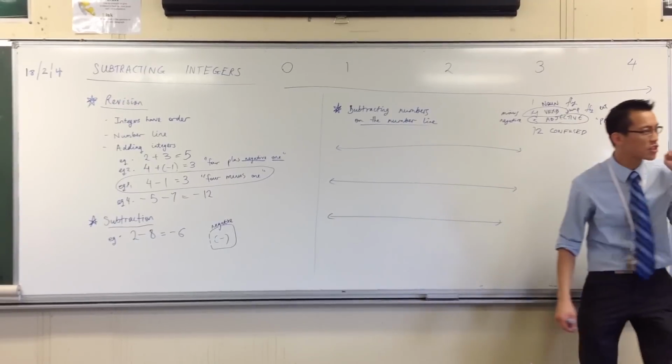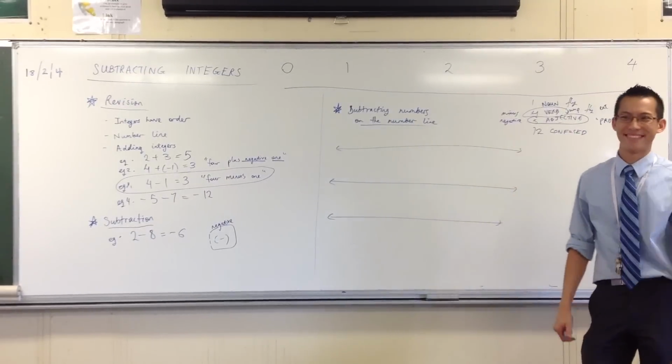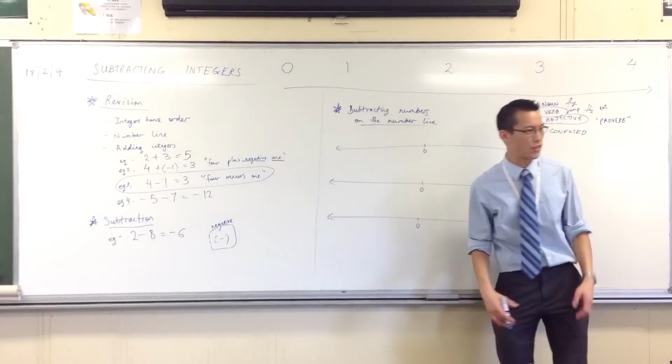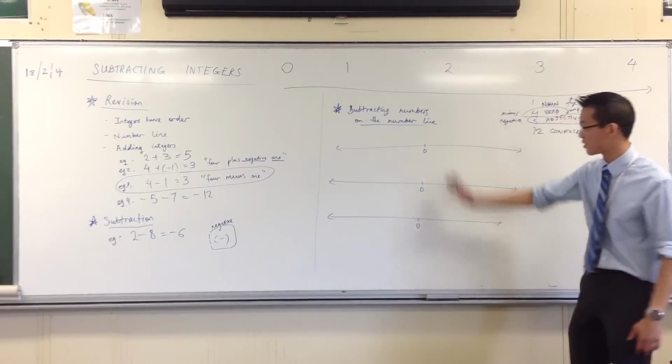Okay. Now, what's the most important number on the number line? 0. It's always 0, because that tells you where everything else is in relation to it, right? And we always tend to put it in the middle.